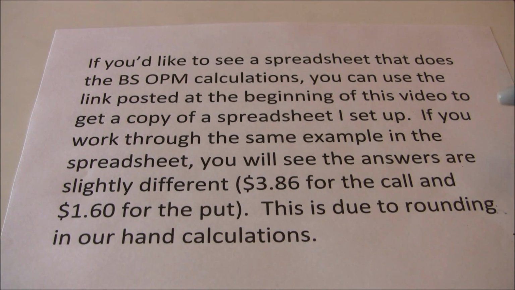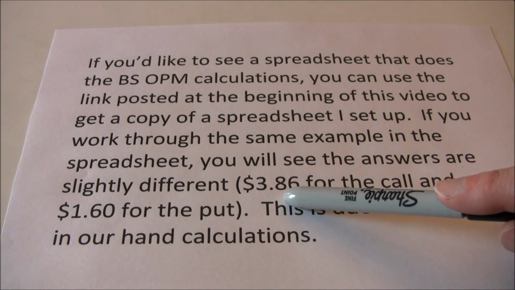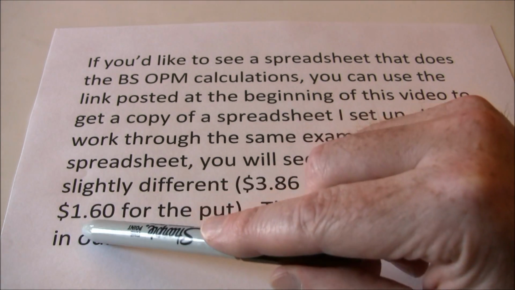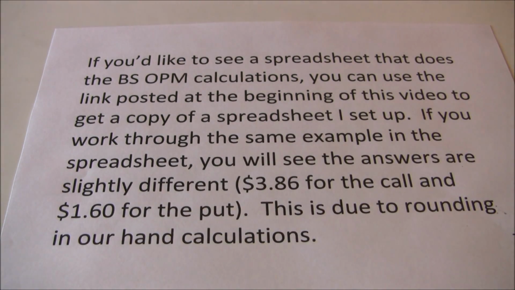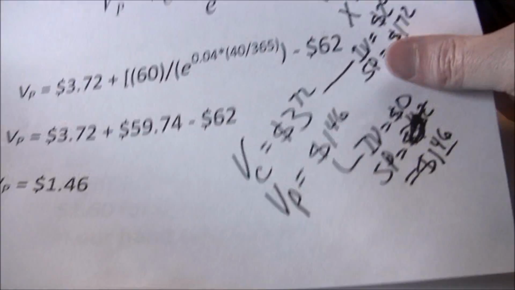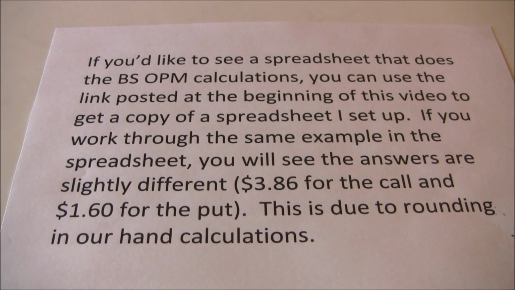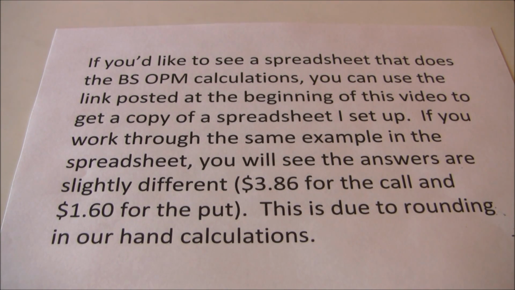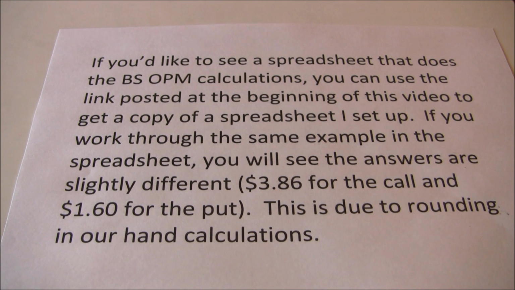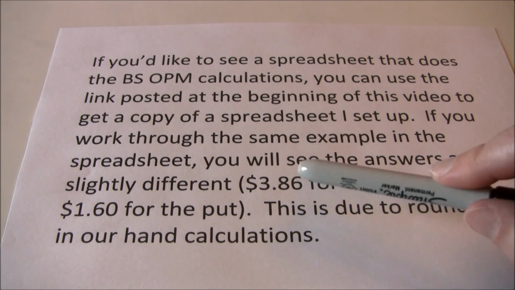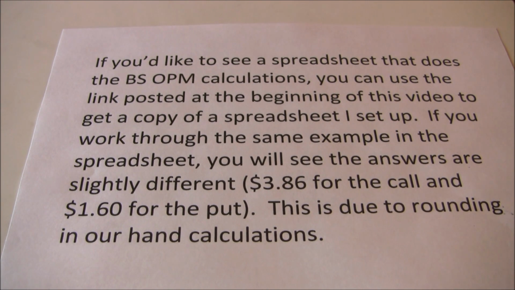Now if you do that, you might notice your answers are slightly different. For this example, the value of the call turns out to be $3.86, and the value of the put was $1.60. No, that's different than what we came up with. We said $3.72 and $1.46. It's not that our calculations were wrong or the spreadsheet's wrong. Instead, it's that the spreadsheet doesn't round anywhere. So when we look up those ND1 and ND2 values, we have to approximate them. The spreadsheet doesn't. So the spreadsheet's going to give us more exact values. It's actually a little bit better if you're trying to figure out what exactly a call or put option is worth.